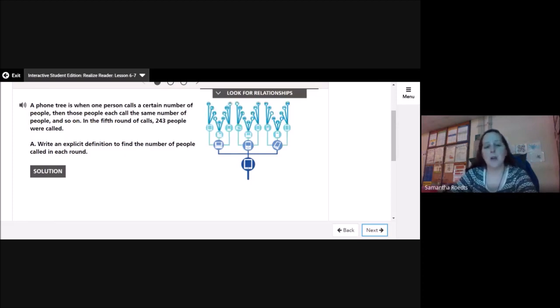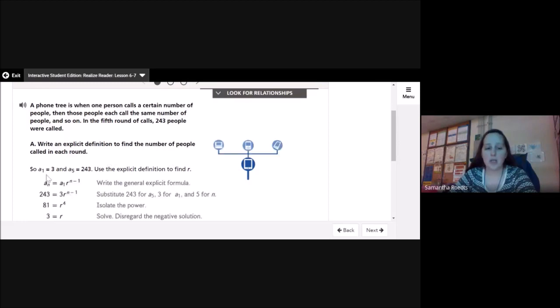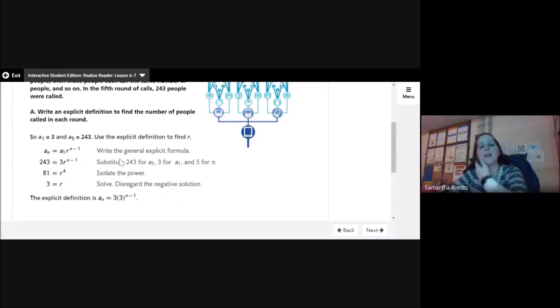So in the 5th round of calls, 243 people were called. Write an explicit definition to find the number of people called in each round. So a sub 1 equals 3 and a sub 5 equals 243. Okay, so a sub 1, this person called 3 people. The first person called 3 people. Okay, I can write the general explicit formula: a sub n equals a sub 1 r to the n minus 1.